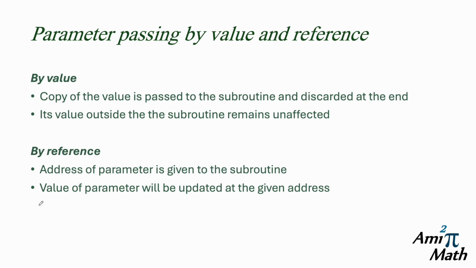So parameter passing by value and by reference. By value basically means a copy of the value is passed to the subroutine and discarded at the end. Its value outside the subroutine remains unaffected, so it does not change anything. On the other hand, by reference basically means the address of the parameter is given to the subroutine and the value of the parameter will be updated at the given address, so it changes.